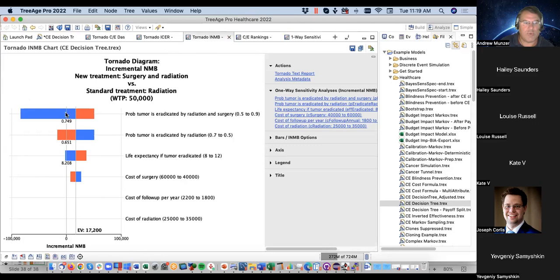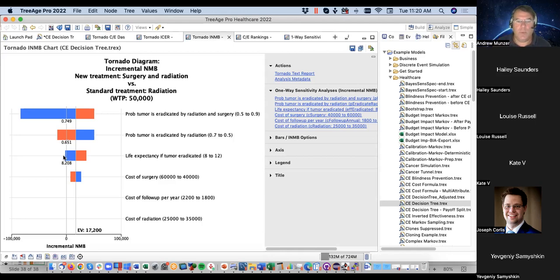And that's what you're seeing right here. That's your threshold. Our base case is 0.6, but if that value could be as high as 0.651, now we're not as confident about our conclusion that the standard surgery and radiation is a more cost-effective treatment than the radiation alone. When we enter the range, we always put in the low value in one column and the high value in another column, and they're the same column for each parameter.